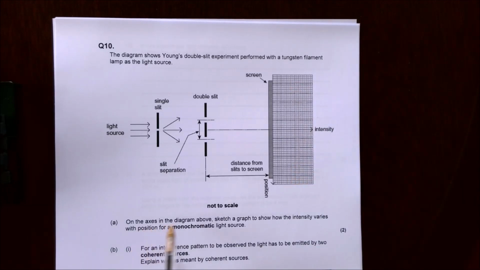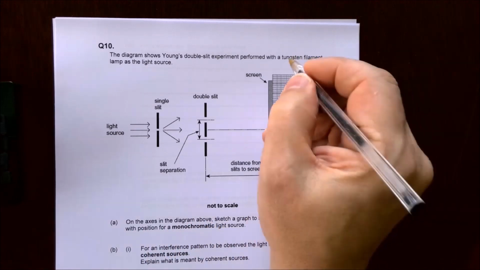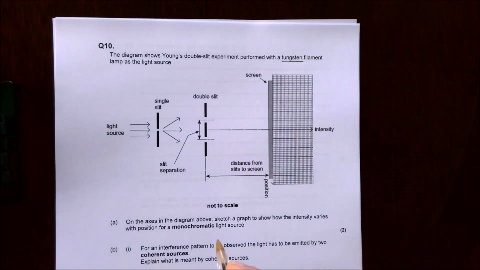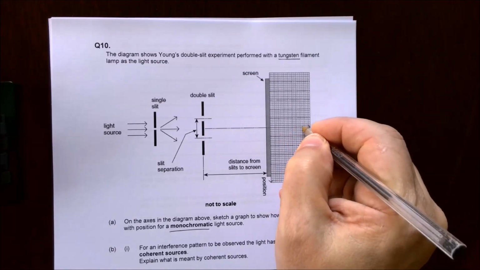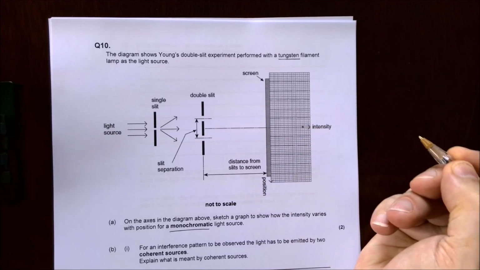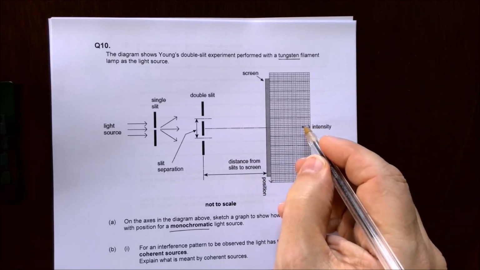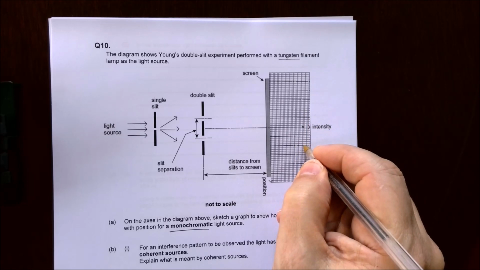On the axes in the diagram above, sketch the graph to show how the intensity varies with position for a monochromatic light source. So even though it said a tungsten filament, which will give us white light, this is talking about a monochromatic light source. We will get a central maximum, and then we will get maxima on either side which are equally spaced.